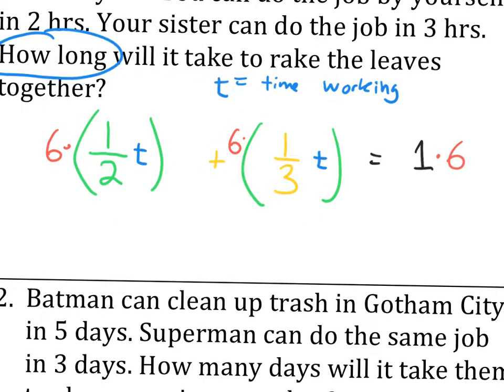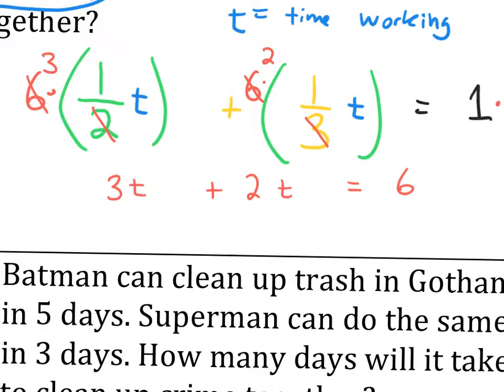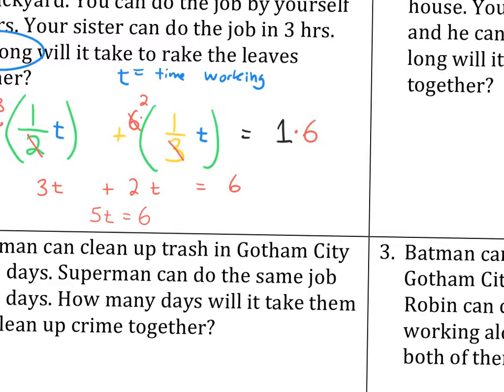So each element is being multiplied by 6. As we do that, let's see how things reduce. 6 divided by 2 gives me a 3. So I bring down the 3t. Bring down the plus. 6 divided by 3 gives me a 2. So I bring down a 2t. And 1 times 6 is 6. When we combine like terms, we get 5t, and I'm running out of space here, to get 5t equals 6. And now we divide by 5 on both sides. I'm just going to do that over here.